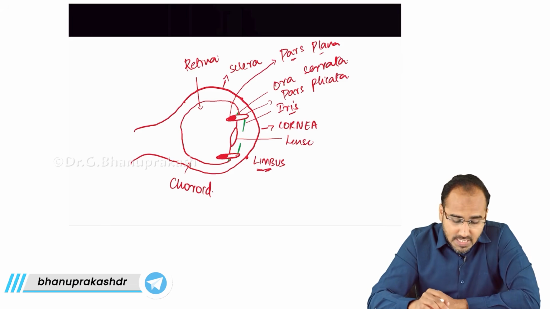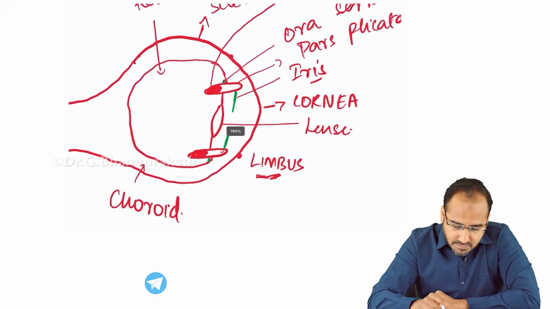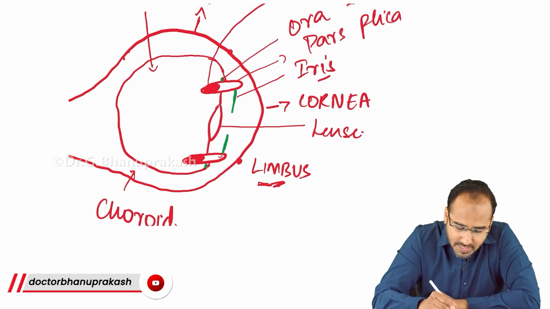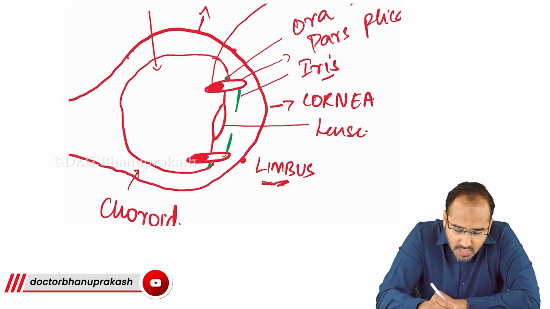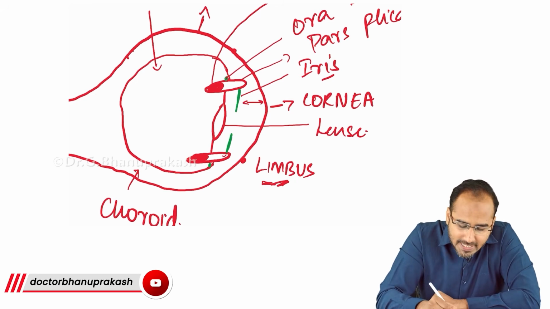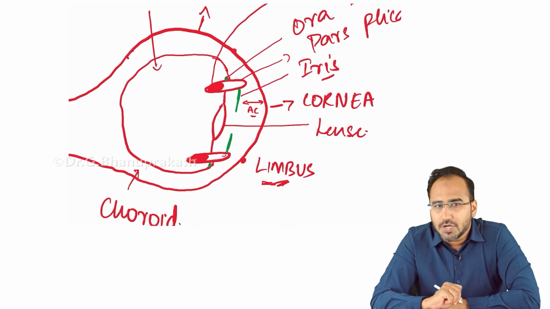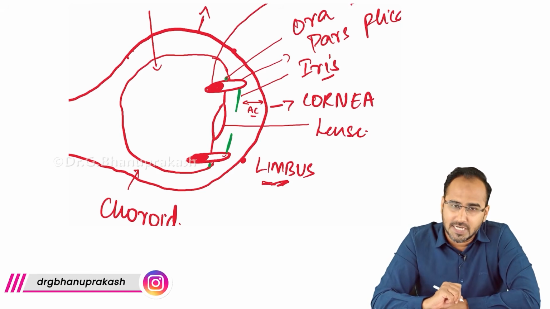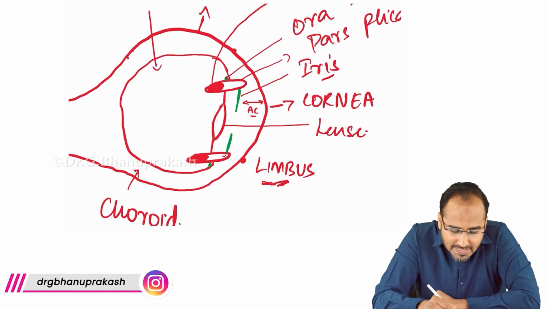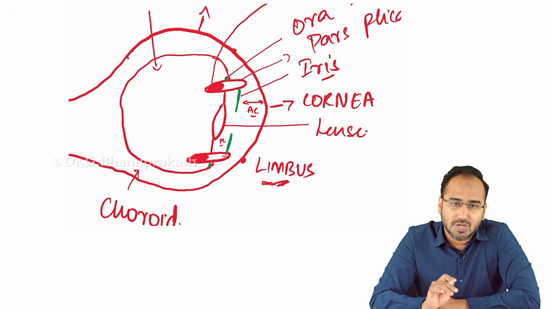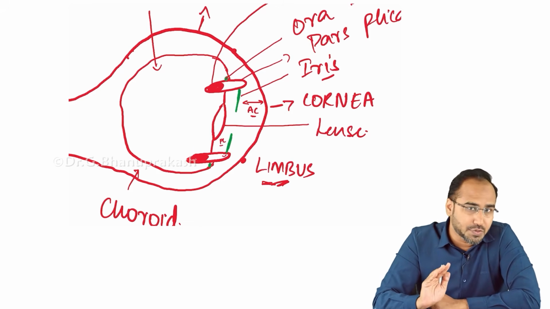Now if we zoom into the picture, just look over here. There is a space between the cornea and iris. This is the cornea and iris. The space between the cornea and iris is called the anterior chamber. Whereas the space between iris and lens is called the posterior chamber. So in the eye, you have an anterior chamber and a posterior chamber.